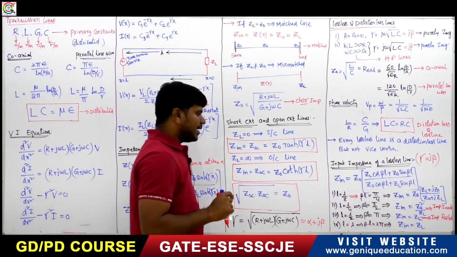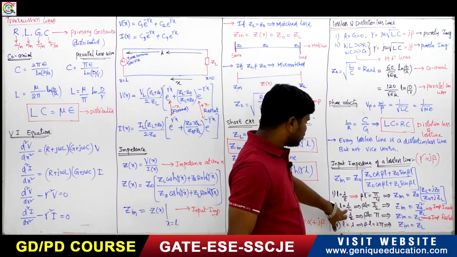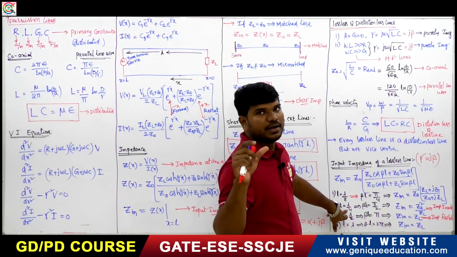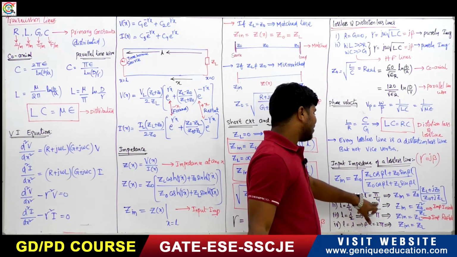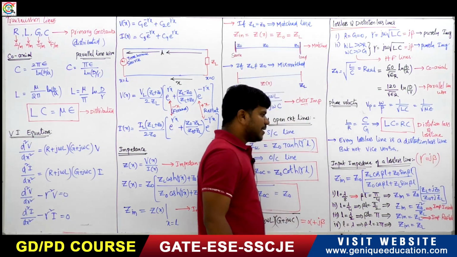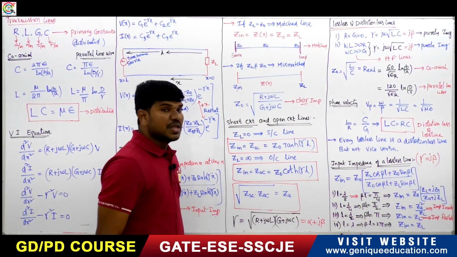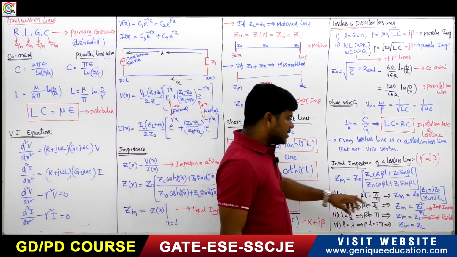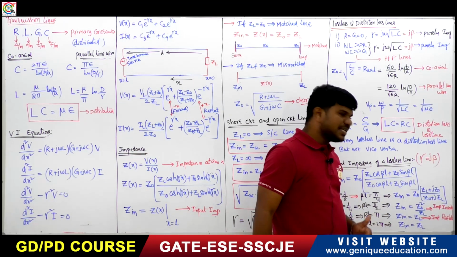This is one result. Suppose we take a line of length lambda by 4. Then beta L will be equal to pi by 2. Now Zin is equal to Z0 square divided by ZL. If you observe this, Zin is equal to Z0 square by ZL.